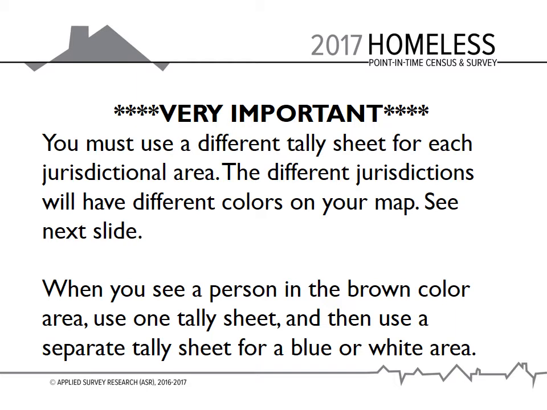This slide is just to reiterate the importance of paying attention to the different jurisdictional areas on your maps. It's likely that some of your maps will be all the same color and you won't have to worry about it, but it's also possible that some of them will have multiple colors. White, for example, represents an unincorporated area, and all the different jurisdictions have other colors. So when you're looking at your map and you see a person in that brown colored area, find the tally sheet that has that census tract number and also says that jurisdiction name and color. And if you see somebody in that blue area, you'll put them on a separate tally sheet.